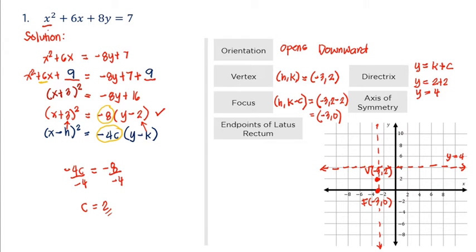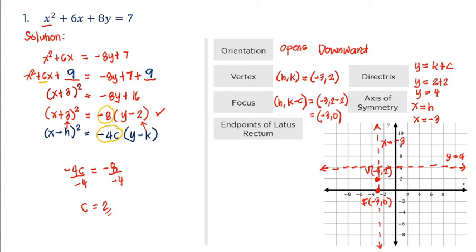And that is just x equal to the x coordinate. So what is our x coordinate? That is negative 3. So we have x equal to negative 3. And that is our h, right? So we have here the formula for the axis of symmetry, x equal to h, and that is x equal to negative 3. There.